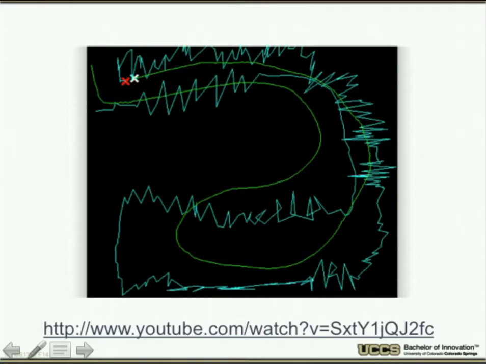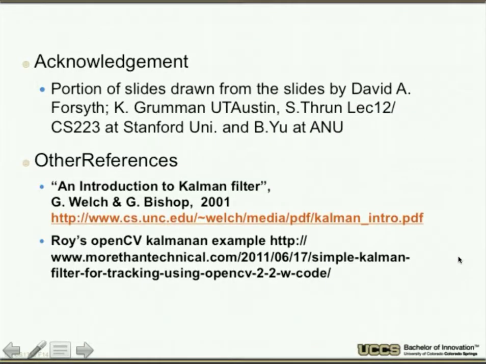So anyhow, that was a nice brief introduction to Kalman filters. There's a lot of linear algebra that goes into them, the basic equations. These are based on slides I got from some faculty at UIUC, Austin, Stanford, and Australian National University, and a couple other references if you want to see them. The last two, Bishop and Welch, have the math worked out in more detail, and there is the OpenCV example for what we saw there at the end.